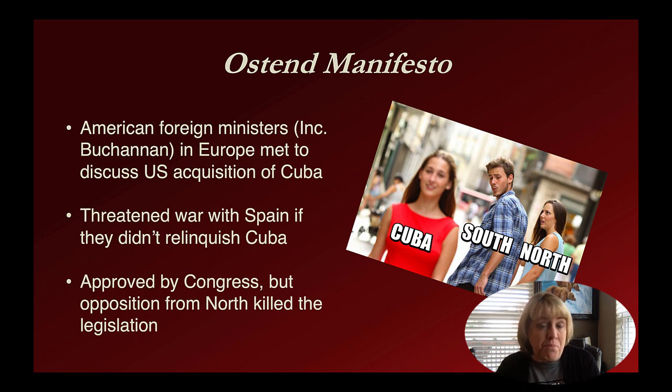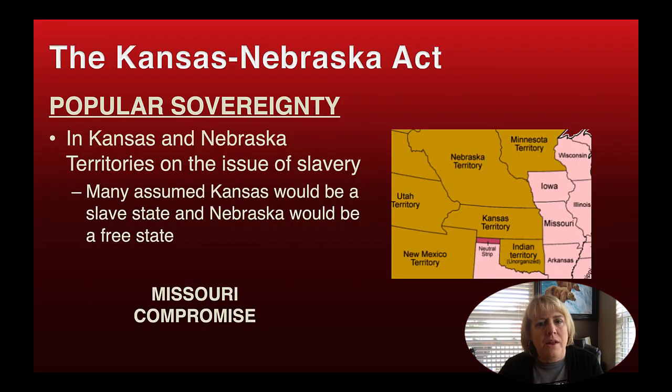Congress actually approves it, but continued opposition from northern senators is going to stop it dead in its tracks. But it shows that expansion, honestly, manifest destiny is still guiding a lot of decisions in our country. The Kansas-Nebraska Act is going to take head on this debate about allowing slavery to expand into territories.